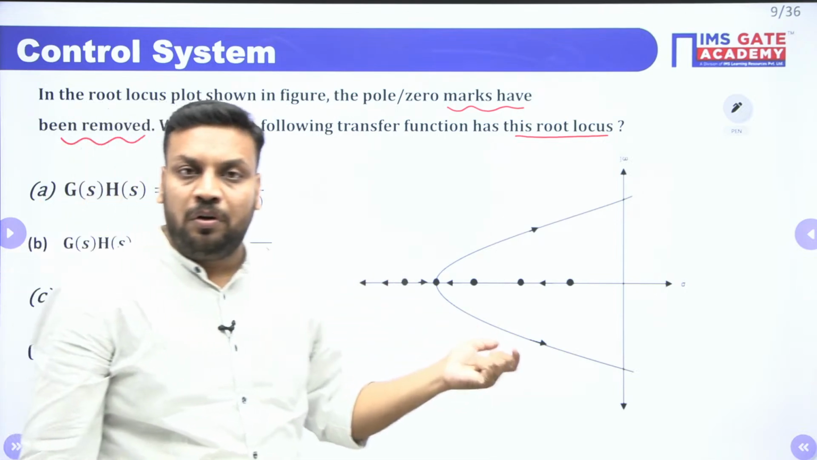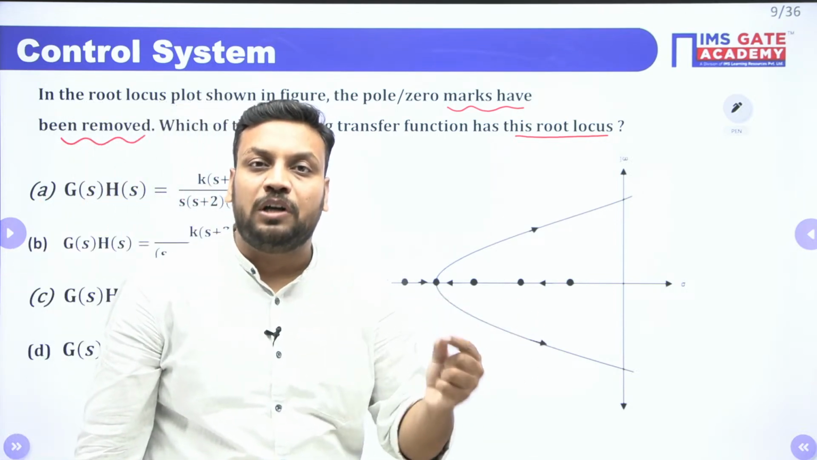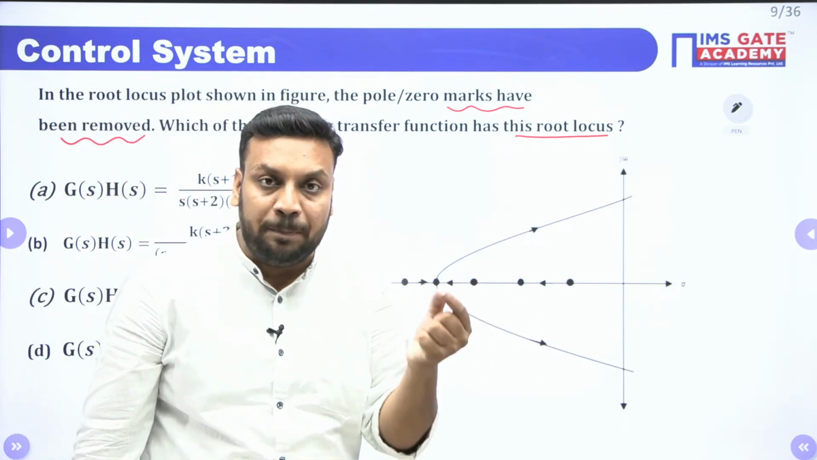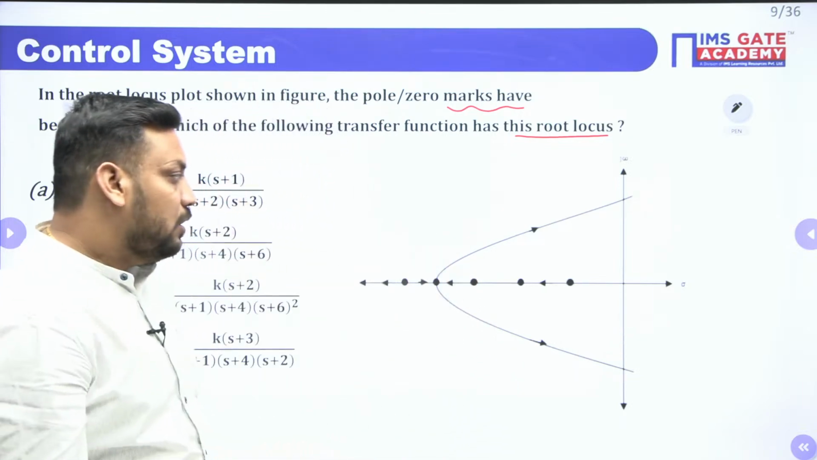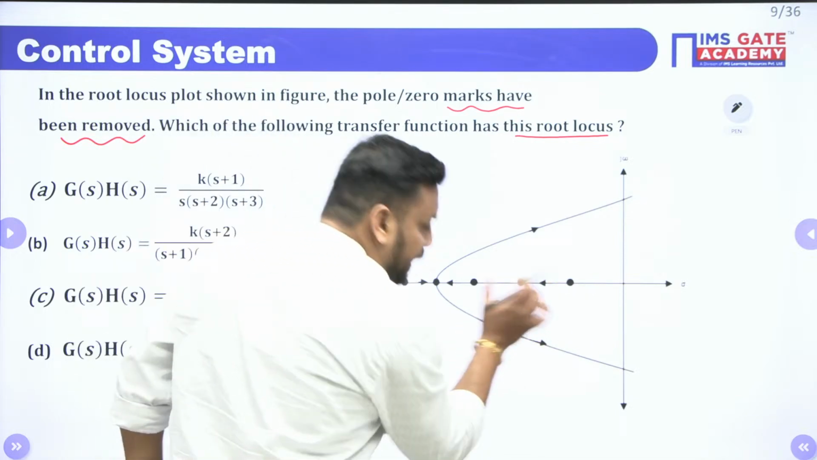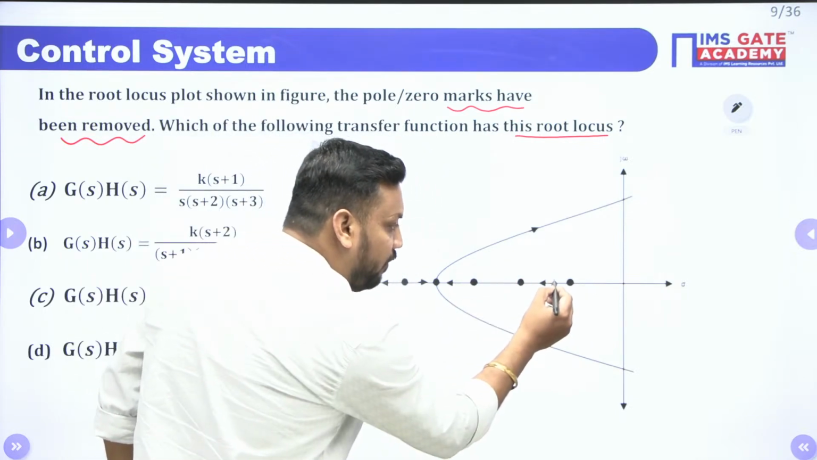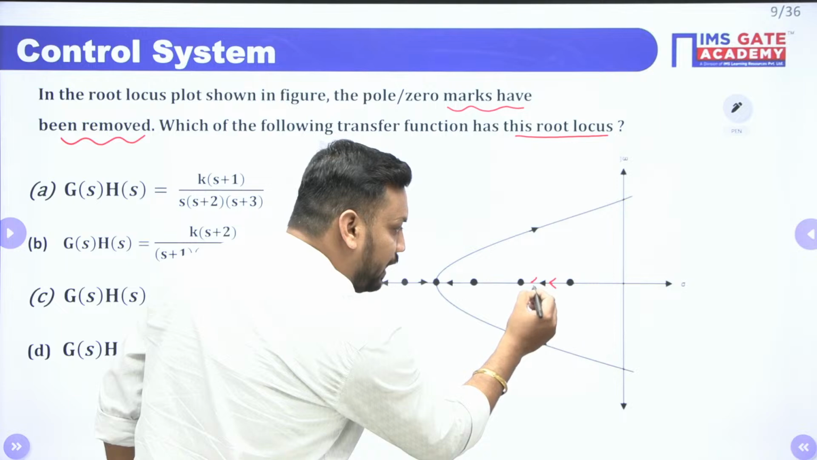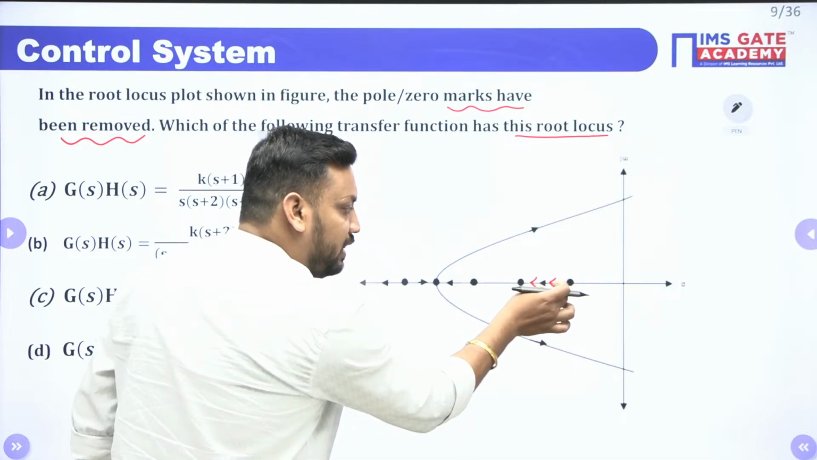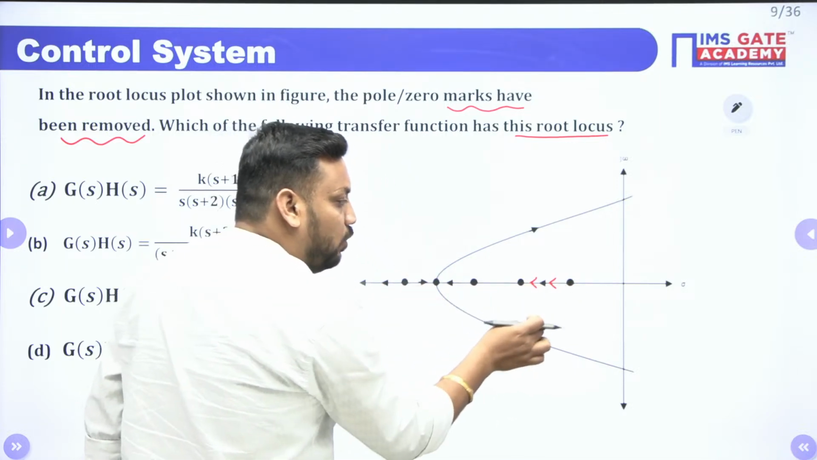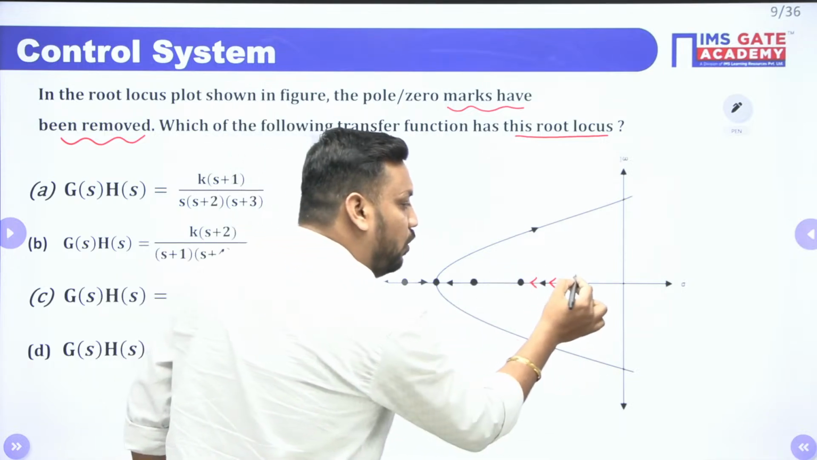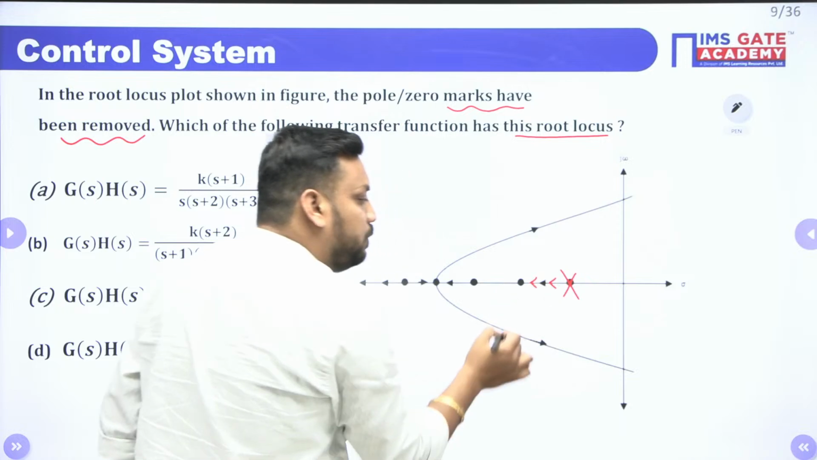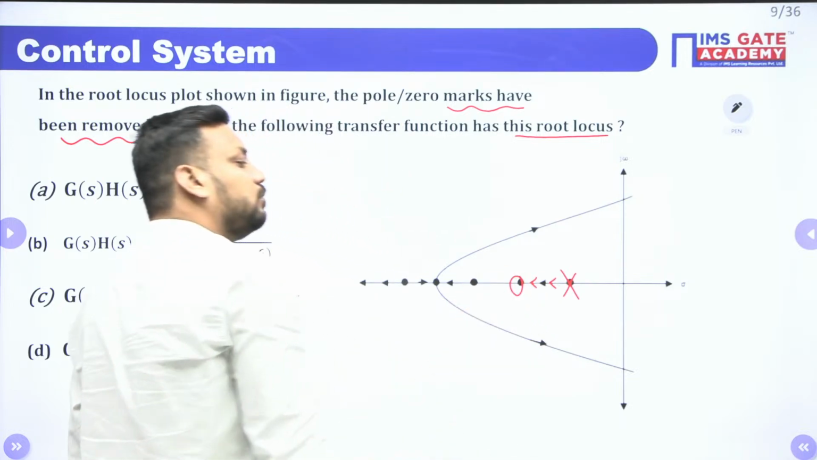Do you know, guys, root locus always departs from the open-loop pole? Yes or no? So at this place, one branch is terminating like this, and one branch is going in this direction. It means root locus starts from this point and ends at this point. So for sure, 100% this point is a pole and this point is a zero.